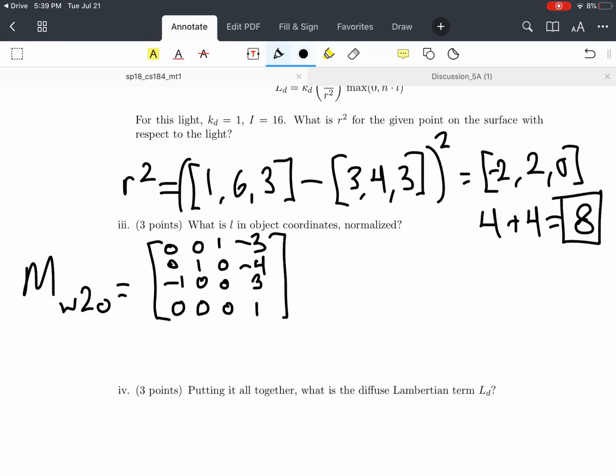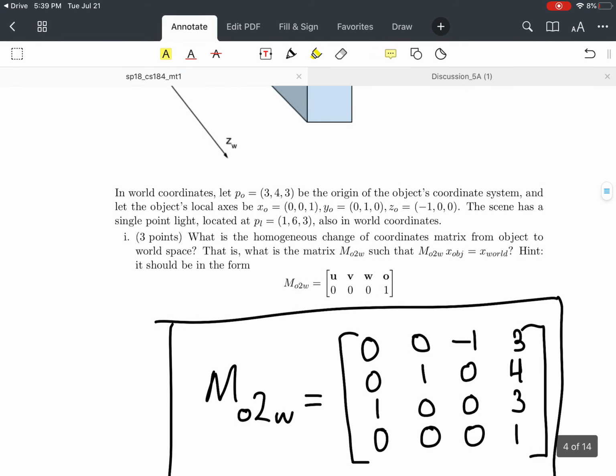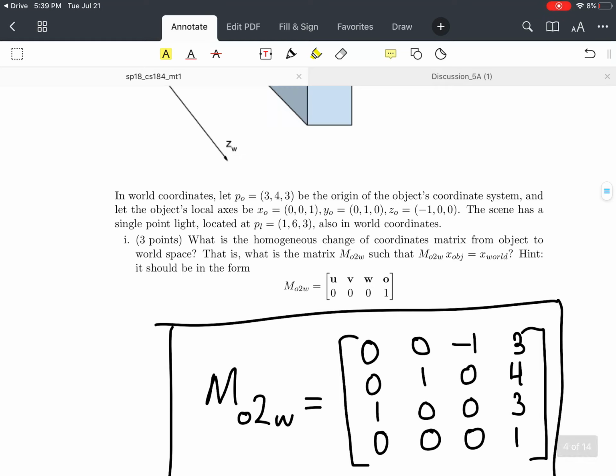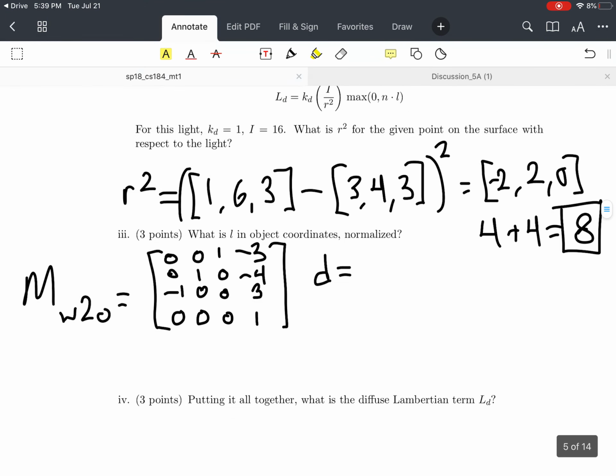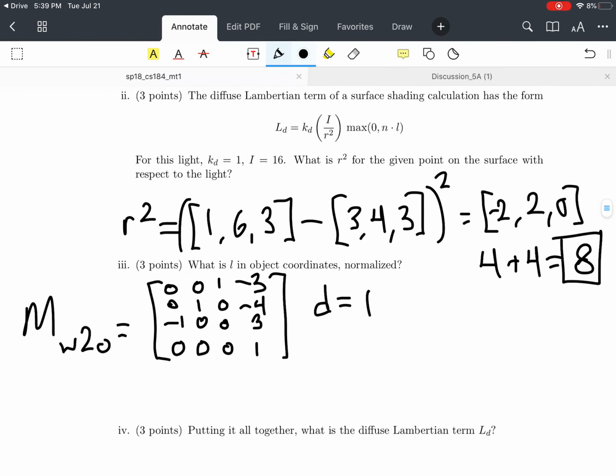And then we're going to want to find the difference, right? So what we want to find is the position relative to the origin. We want to find this in object coordinates. So the origin in this case is 3, 4, 3, right? Okay, so 3, 4, 3 is the origin of the object's coordinate system, and PL is 1, 6, 3. So once again, we're going to do PL minus P0, and we're going to get the same answer we did above, 2, negative 2, 0, right?